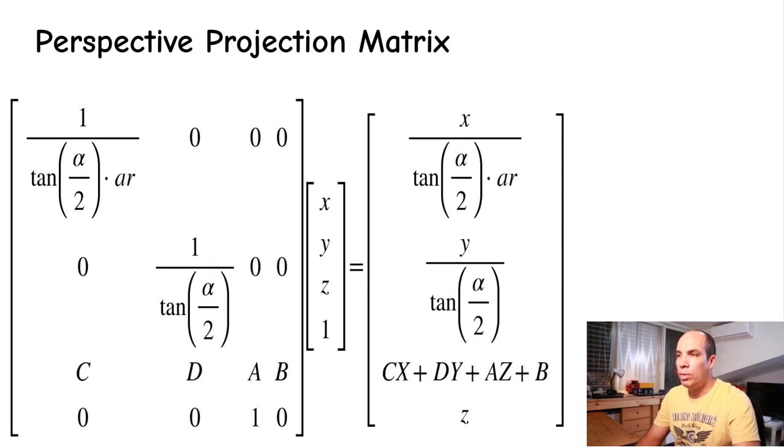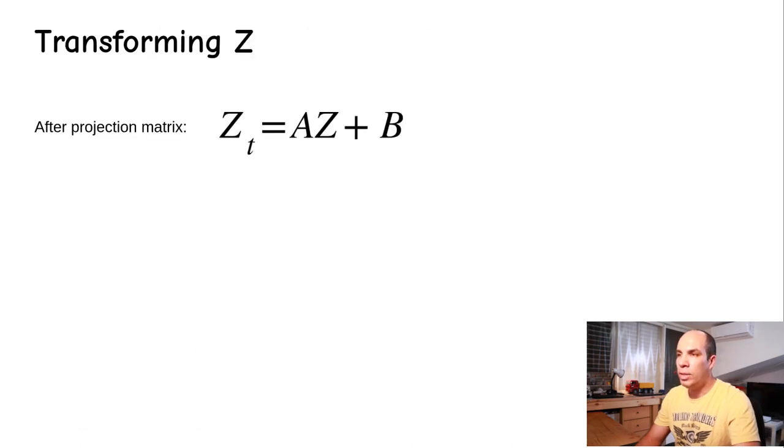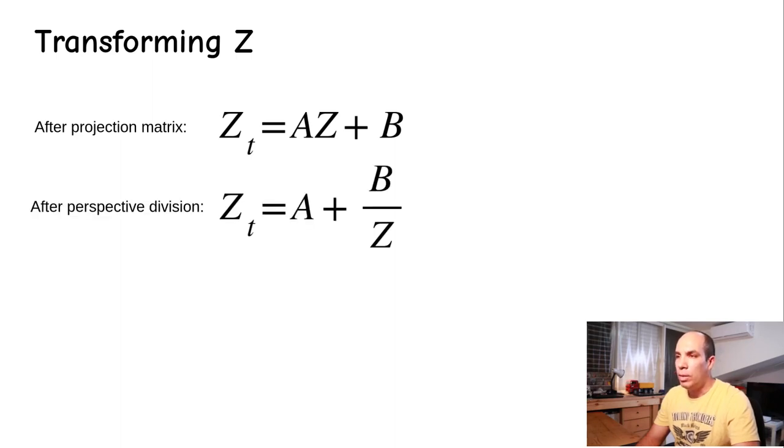In general, if the third row of the matrix is C, D, A, B, when we do a dot product with the position vector X, Y, Z, 1, we get CX plus DY plus AZ plus B. Obviously, X and Y cannot contribute to the transformation of Z, so we set C and D to 0, and we end up with Zt, which denotes the transformed Z, equals AZ plus B. Then we must apply the perspective division. So we get Zt equals A plus B divided by Z. Our target is to find the values of A and B that will satisfy the requirements of mapping Z values between near and far to minus 1 to 1.